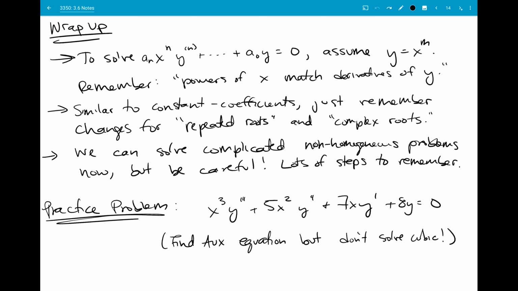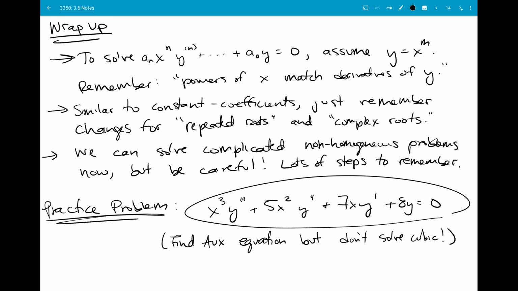And then what's exciting from this section is that we can solve a more complicated kind of non-homogeneous problem now. But as you saw, it's a really long problem, so you need to just be careful. There's a lot of steps to remember. I tried to highlight a couple of them as we were going through, but this is the type of problem that you now have the tools to do, even though you learned them in separate bits. You can put them together for something very complicated.